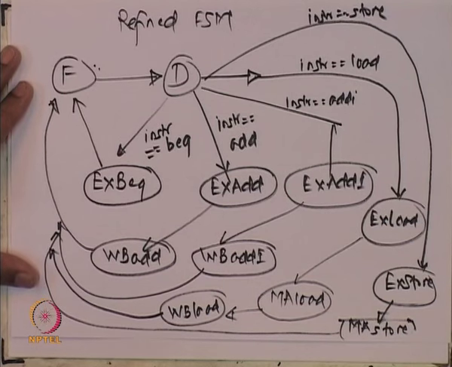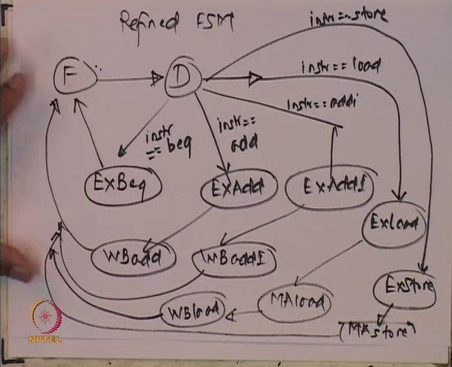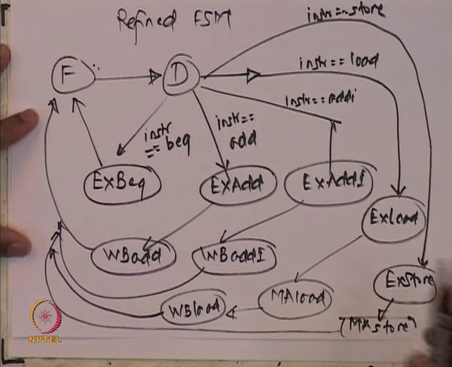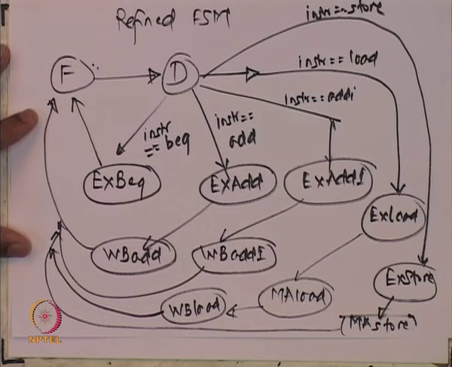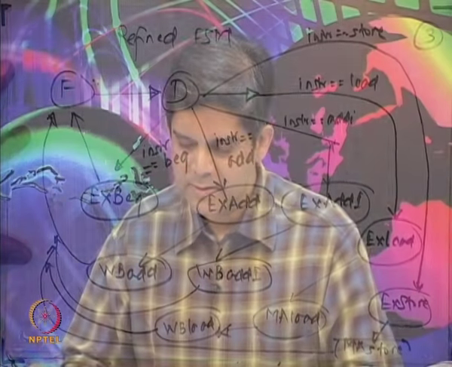So, there are 12 states that we have created as a refinement of that FSM. It will mean larger details, but slightly simpler to read out or analyze. Still, we have to work out the details of what the control signals will be in these individual states, but we have got a clearer picture of what should be happening inside each state.